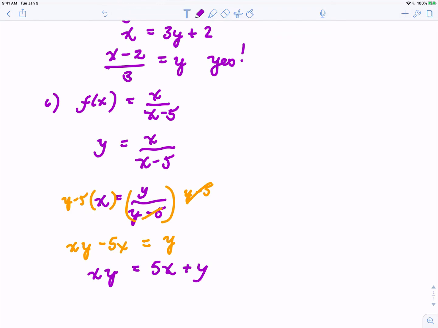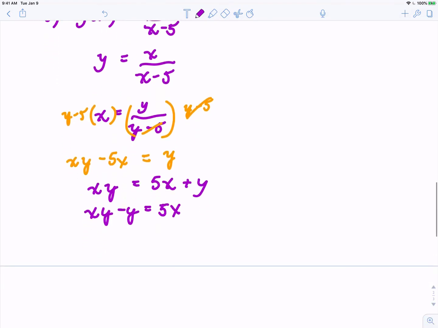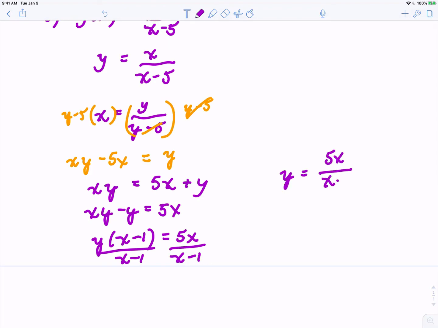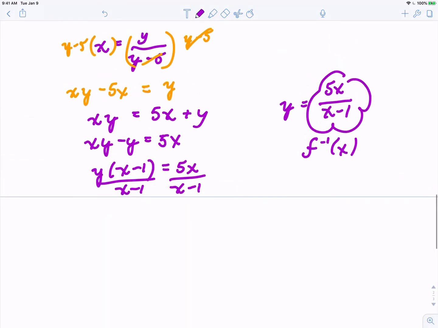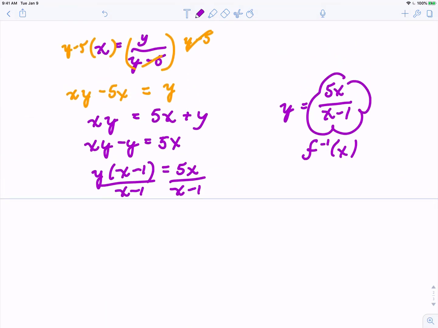We'll subtract y from each side. xy minus y is equal to 5x. And we're almost there. We factor out the common factor and then divide. So y is equal to 5x over (x minus 1). And this is the inverse of function f. So that's the solution to this week's problem set. And I'll be posting that then for you to check your work.